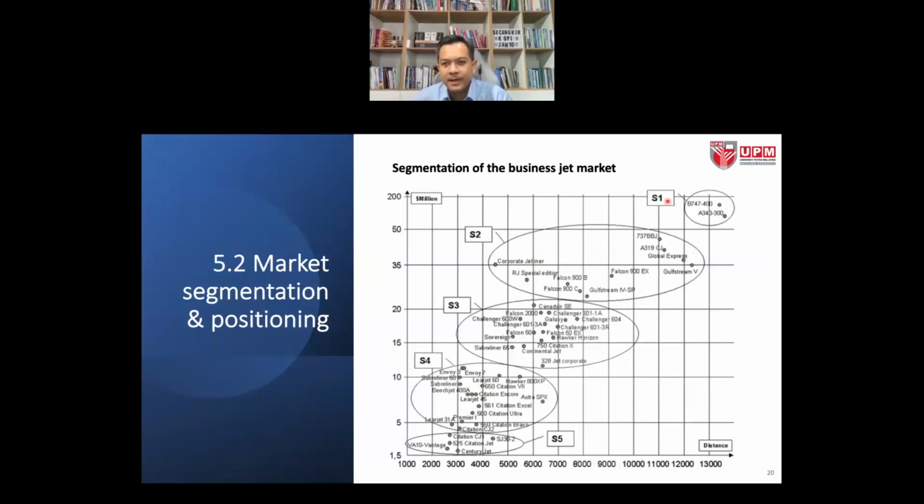If we look at segmentation of the business jet market, there are 5 segments there, segment 1, 2, 3, 4, and 5, where in the business jet market the A340 is a direct competitor for the Boeing 747. So you can see here the corporate jetliner, the RJ special edition, Falcon 900, Gulfstream in segment 2 and so on. This is a comparison between the cost of the aircraft on the y-axis, from 1.5 million US dollars to 200 million US dollars, and the distance that the aircraft can fly. So over here we can divide the business jet market into 5 different market segments.